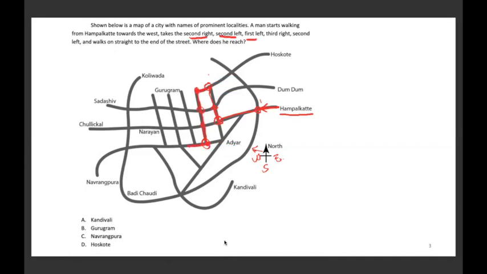Second left after this. This is the first left and then the second left here. And walk straight to the end of the street. From this junction, it takes a left and then walks straight till the end of the street to reach Kandivali. So our correct answer is option A, Kandivali. Okay, we'll move to the next one.